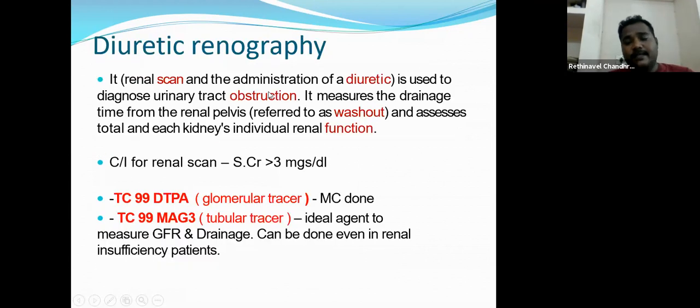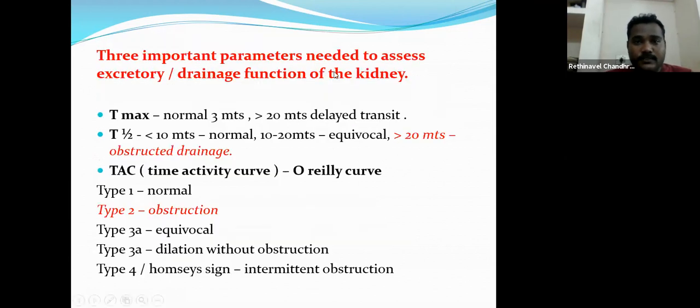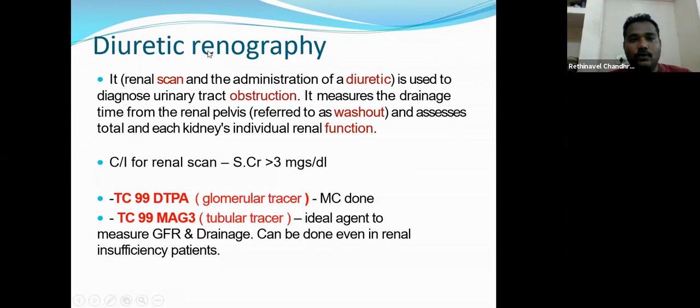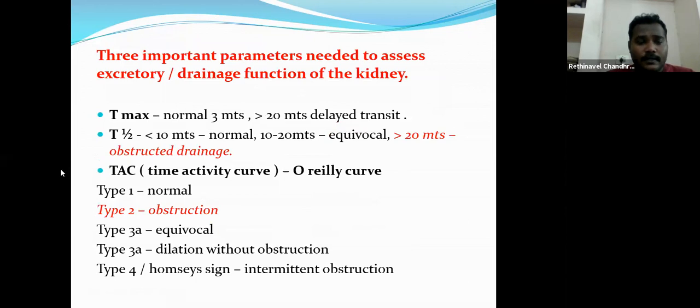In this diuretic renal scan, what parameters are you going to look at? Simply, there are three important parameters to assess drainage, whether the kidney is draining or not, because only then are we going to operate. They are T max, T half, and the time activity curve. In a diuretic renogram, they give the radiotracer intravenously and then take serial scans to see whether the kidney is excreting the DTPA or MAG3.